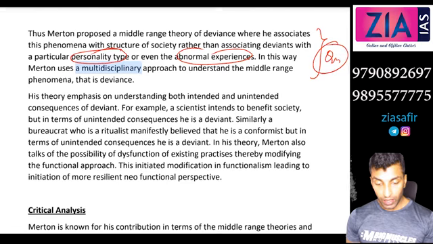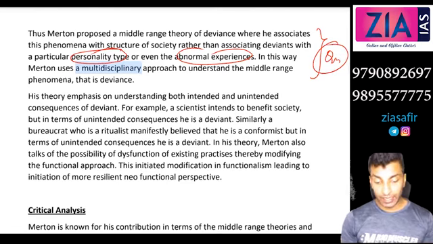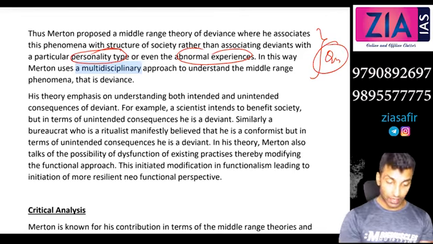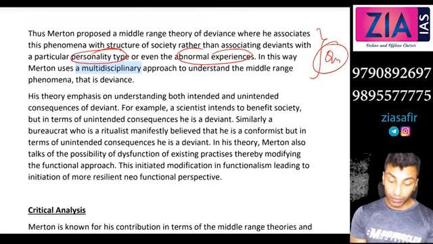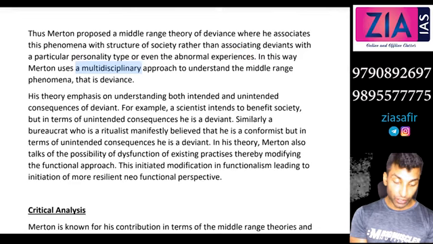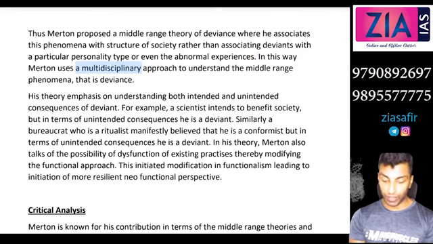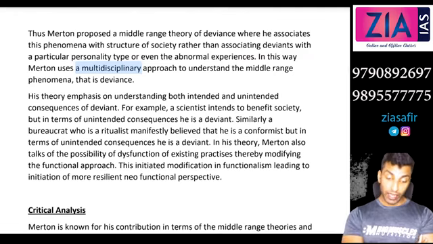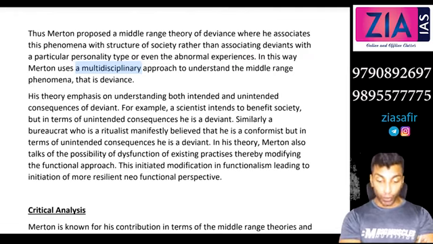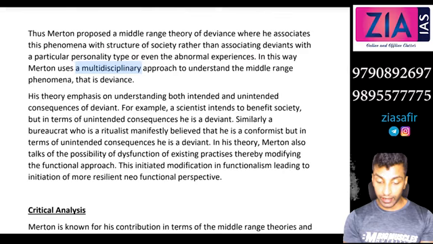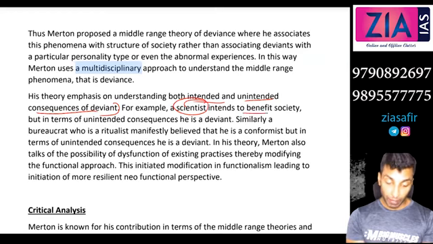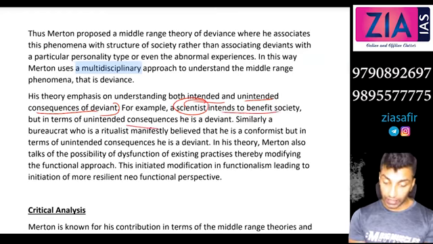In this way, Merton uses a multidisciplinary approach to understand the middle range phenomenon, that is deviance. So when you get a question on middle range phenomena, you should write this as an example. You can write Merton's theory of deviance as an example. His theory emphasizes understanding both intended and unintended consequences of deviance. For example, a scientist intends to benefit society, but in terms of unintended consequence, he is a deviant.